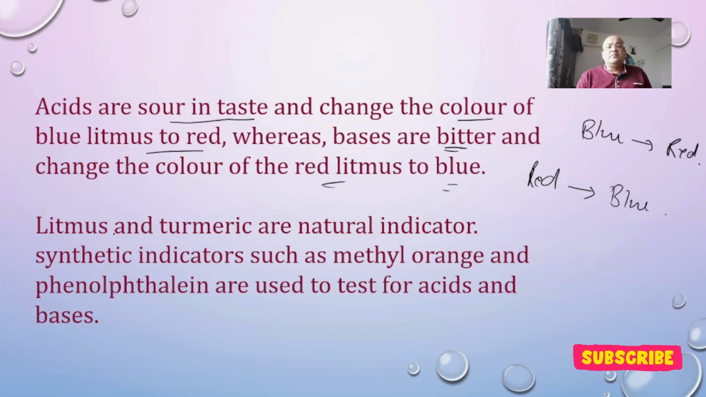So we know that litmus and turmeric are natural indicators. Turmeric we use in our kitchen. So these are the natural indicators. We also have synthetic indicators such as methyl orange and phenolphthalein, which are used for testing acids and bases. So we can easily test acids and bases by using these synthetic indicators also.